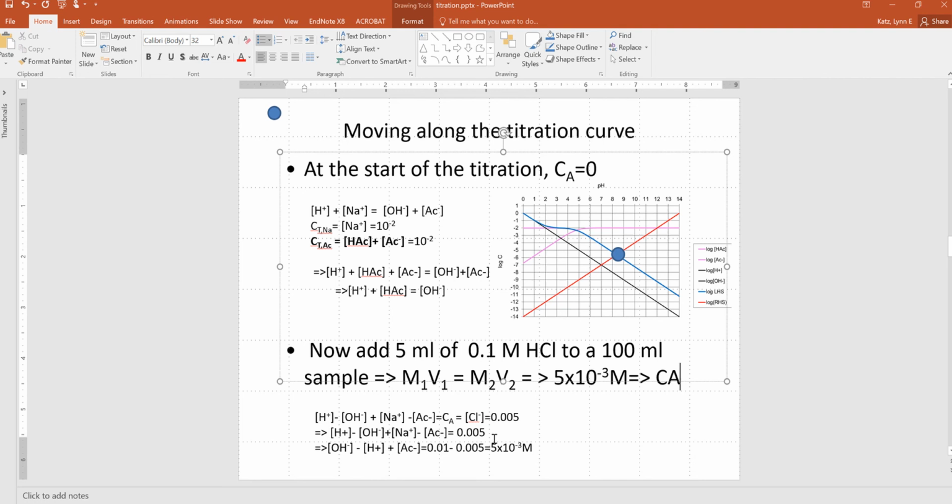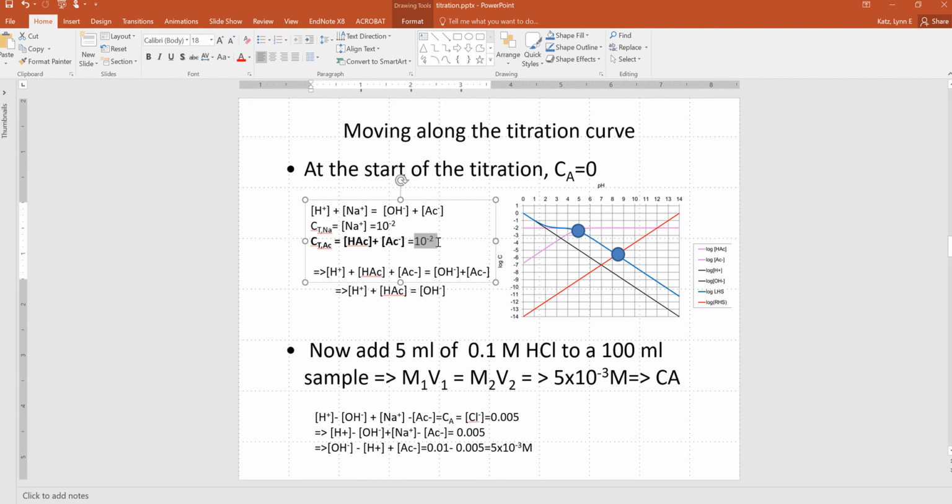So looking at this equation, I know the concentration of Na plus, so I can rearrange this to say that OH minus minus H plus plus AC minus is equal to 0.01 molar, which is the Na concentration, minus 0.005, which is equal to 5 times 10 to the minus 3. So that corresponds to the pKa. In other words, at this point, I have added half as much acid as base that I started with. The AC minus was initially 10 to the minus 2, and I end up having converted half of it, or I'm at the pKa. Okay?